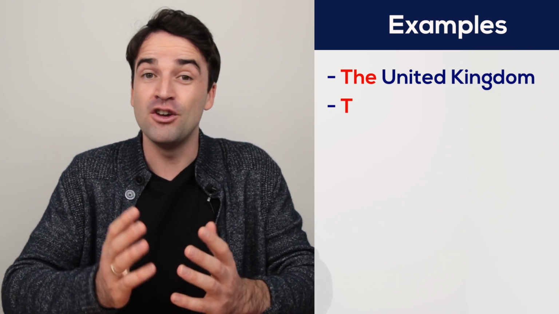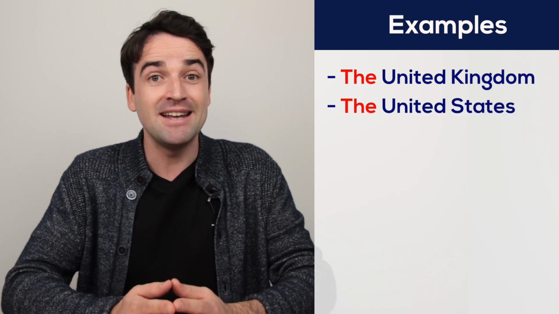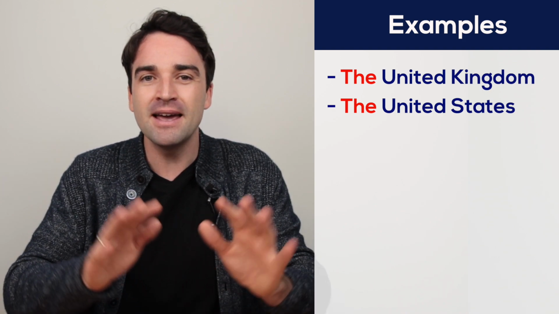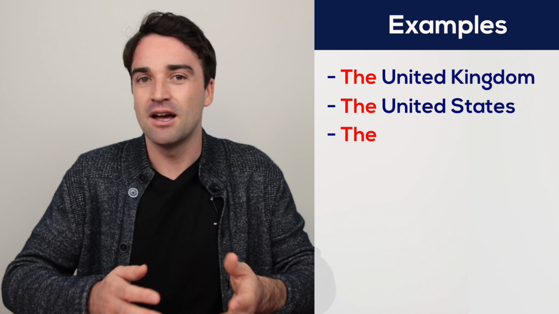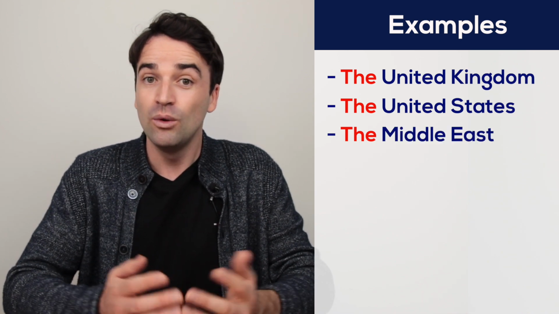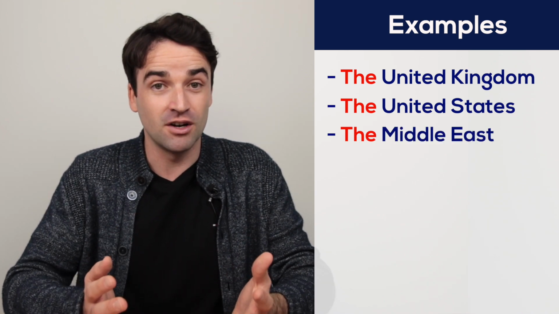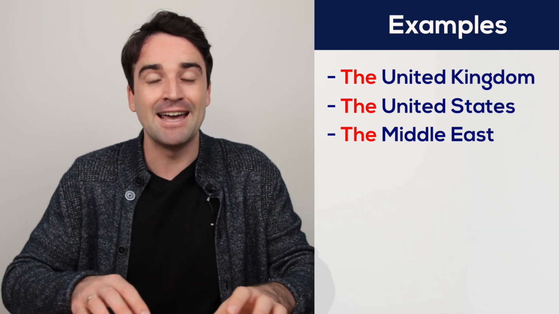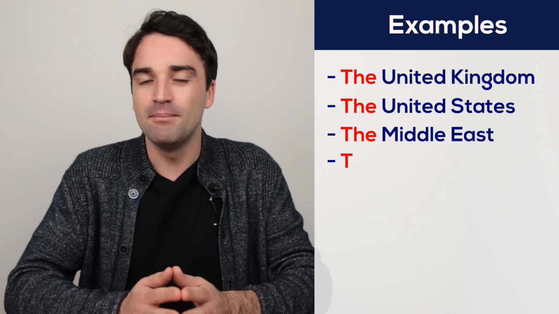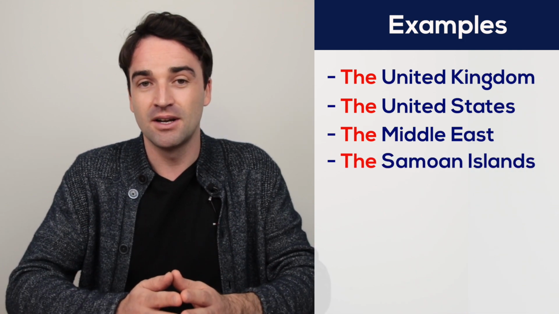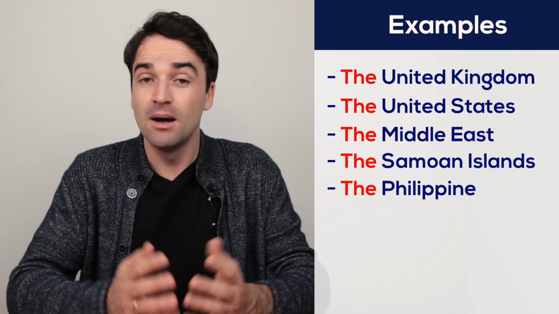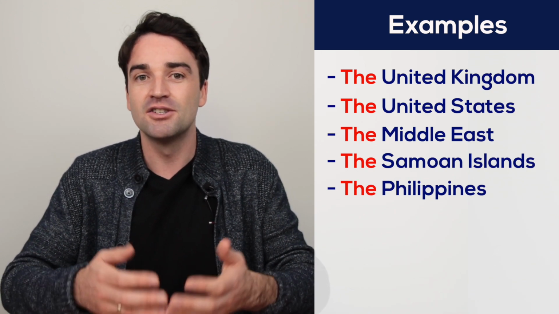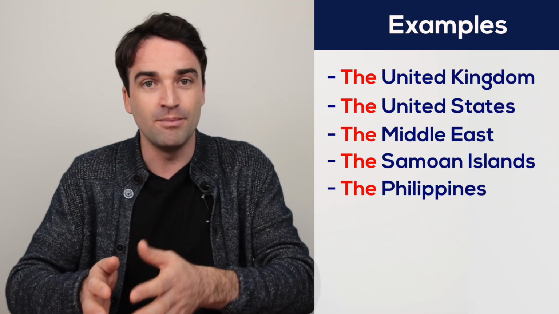Then we have the United States, which is made up of 50 different states. Next, we have bigger areas in the world, like the Middle East, for example, which is made up of 17 different countries. Then we have countries that are made up of lots of different islands. So, for example, maybe the Samoan Islands or the Philippines. Both of these countries are made up of many different islands, so we always use the article the before them.